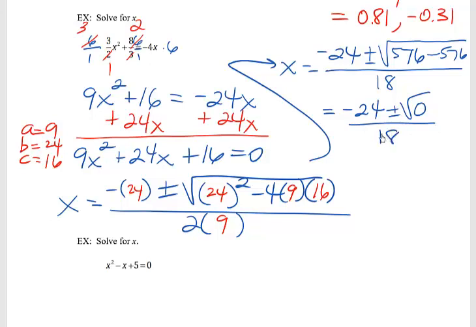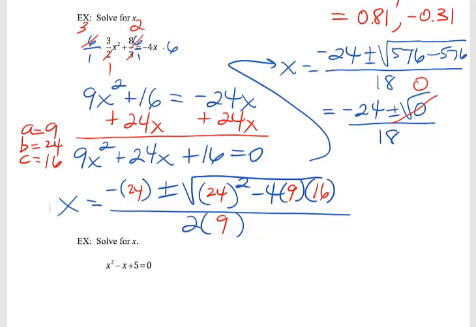How do I finish this off? Well, the square root of 0, 0 is a perfect square. I don't even have to have the square root anymore. The square root of 0 is just 0. I now have negative 24 plus or minus 0 divided by 18. Well, if the square root turns out nice, you're expected to work this out all the way. I mean, you don't leave it like this. These are numbers you can figure out.